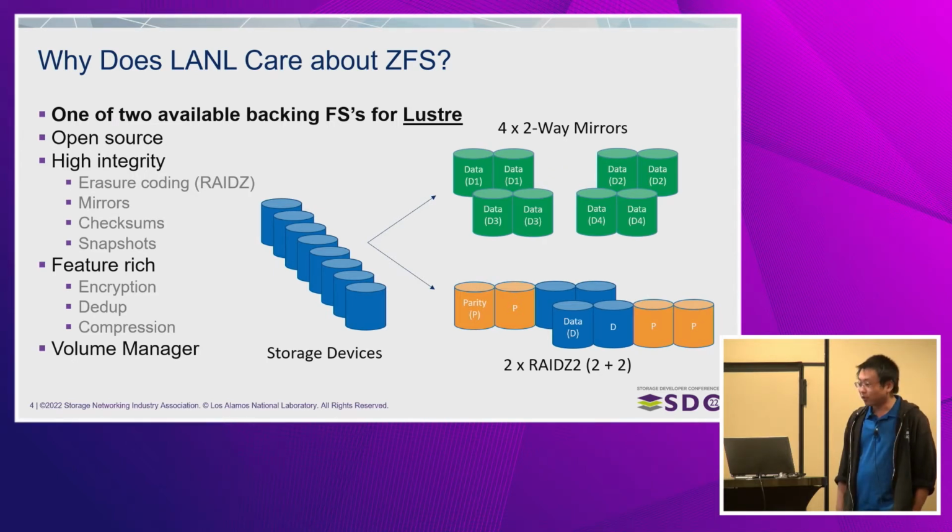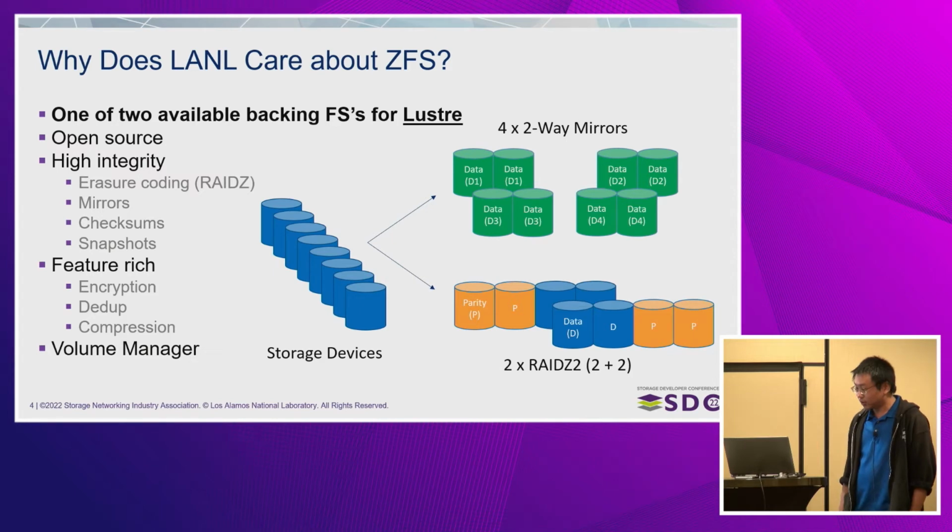We can organize them in many different ways, such as 4 sets of two-way mirrors or 2 sets of 4 drives with erasure coding enabled. In this particular case, we have erasure coding with 2 data drives and 2 parity drives, which is known as RAID Z2 in ZFS. You might know that configuration better as RAID 6.